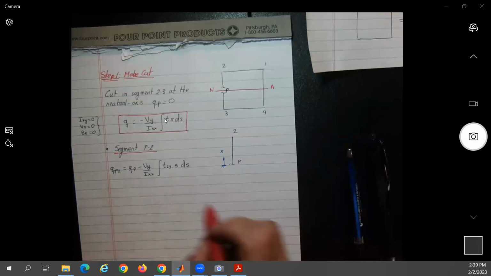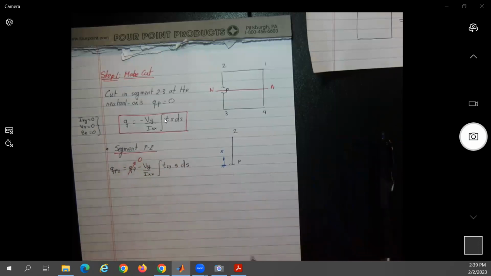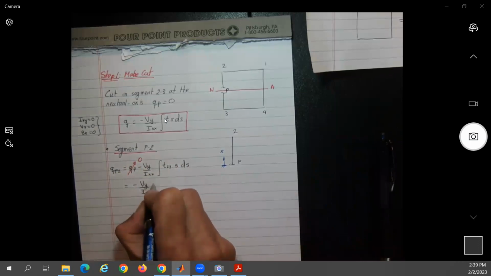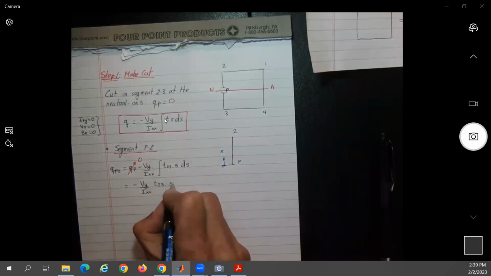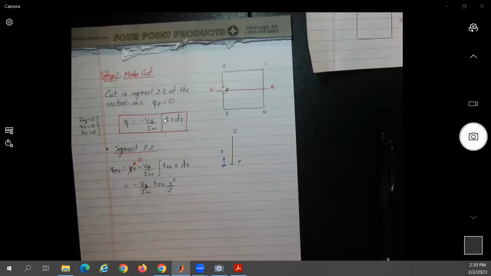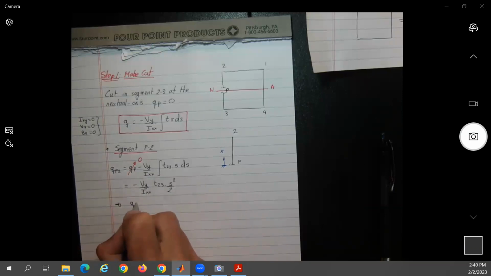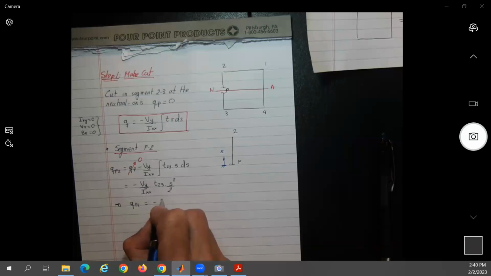So if I do this, what is qP? When we made the cut it is 0. So this is going to give minus Vy over Ixx times t times, if you do the integral, s squared over 2. Okay, if we do the simplification, this is going to give qP2, and looking at the MATLAB, will be equal to minus something over 25 s squared.